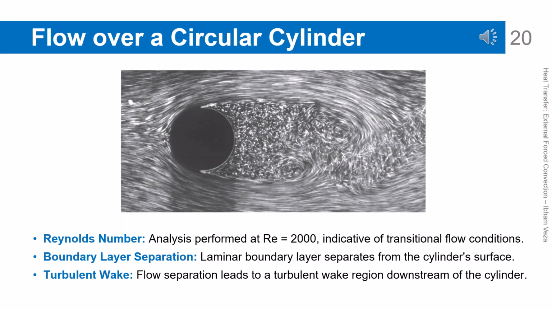Flow over a circular cylinder. This slide explains the flow characteristics around a circular cylinder at a Reynolds number of about 2000. Under this condition, the laminar boundary layer separates from the surface and forms a turbulent wake behind the cylinder. This wake contributes significantly to the total drag force acting on the object. The flow pattern also shows significant energy dissipation. This analysis is highly relevant for designing cylindrical structures in fluid environments.